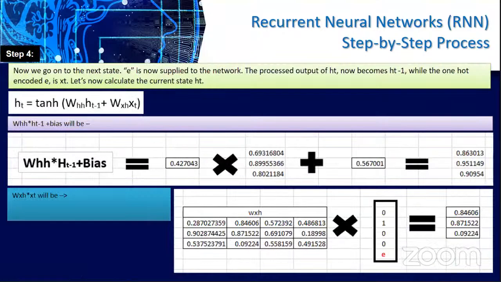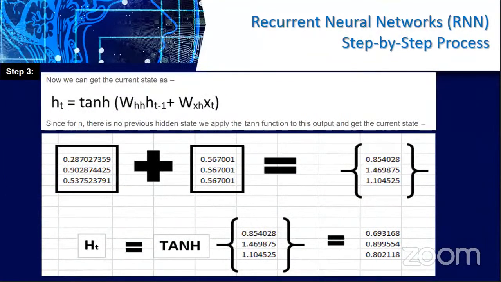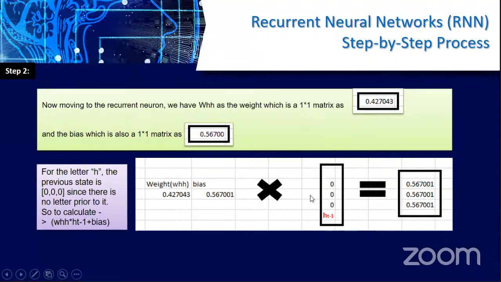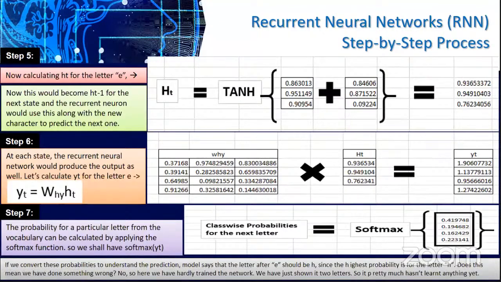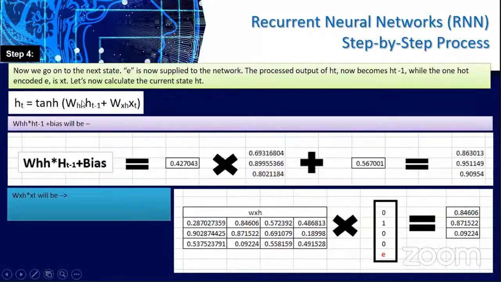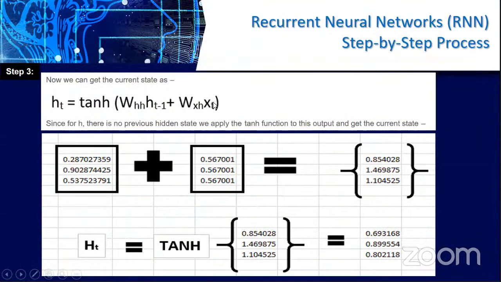Now let's come to step 4. What does step 4 say? It says that now let's go on to the next state. We have learned H, assuming that there is no previous character with respect to H, right? Now the next character in sequence is E. Now given E, how do you apply, right? So the equation that we got earlier is what? h suffix t is equal to tanh of the values that we got. So what is the value that we have got here? In this case, the value is 0.69, 0.89, 0.80. This is the first part.